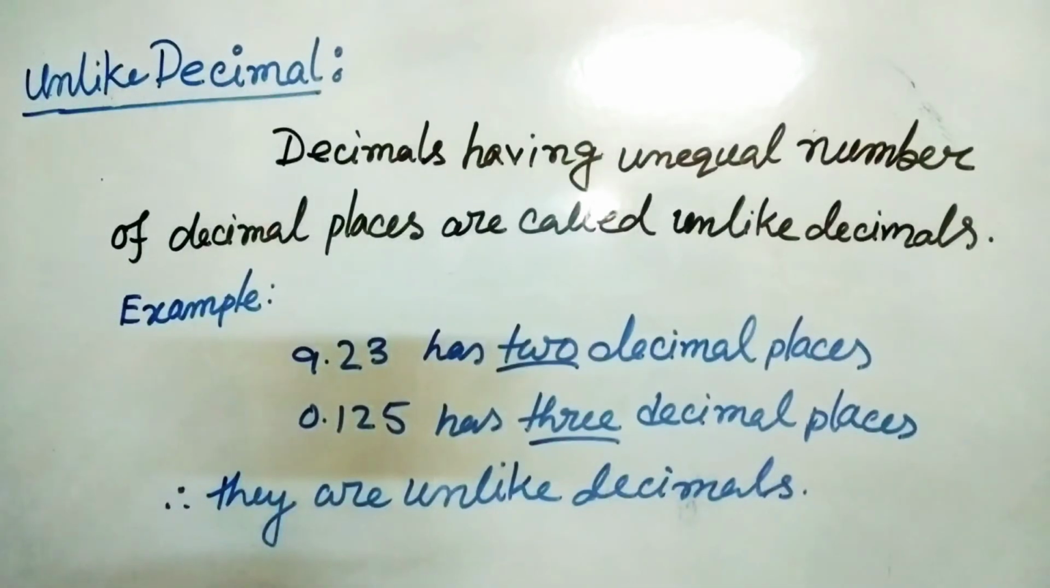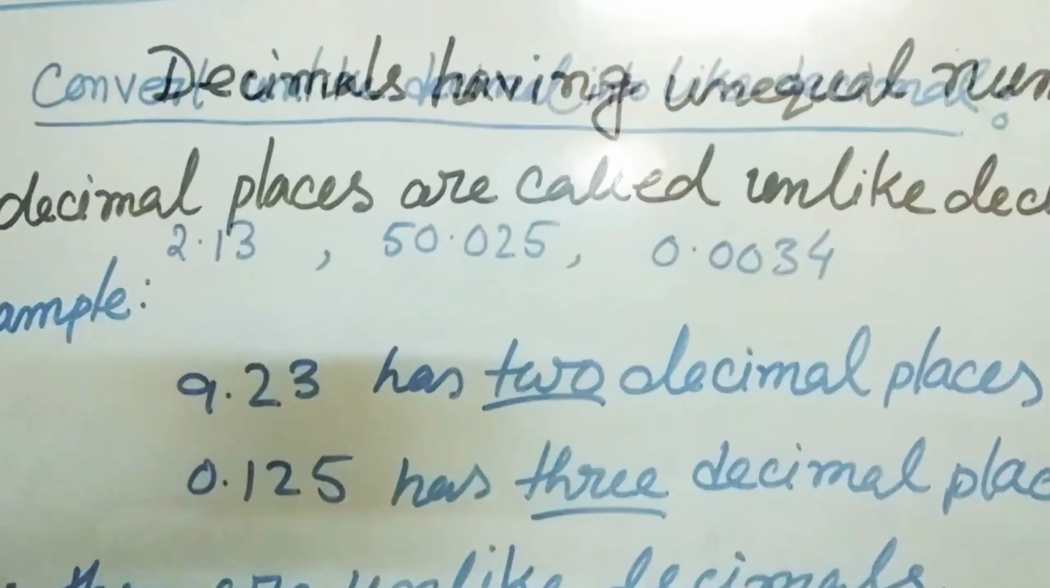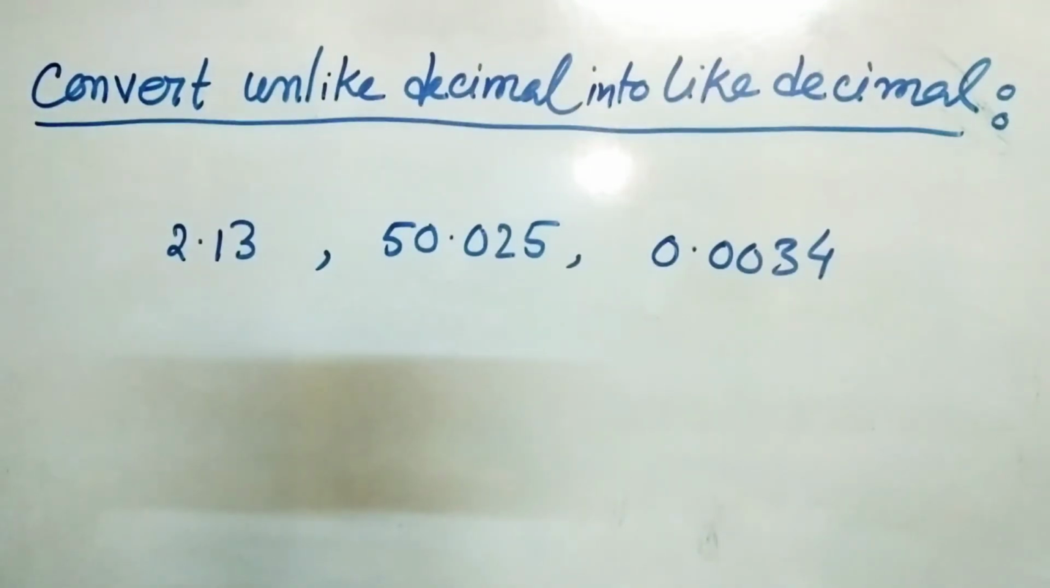Unlike decimal. Decimals having unequal numbers of decimal places are called unlike decimals. For example, 9.23 has 2 decimal places and 0.125 has 3 decimal places. So clearly they are unlike decimals. Next we will learn how to convert unlike decimals into like decimals.